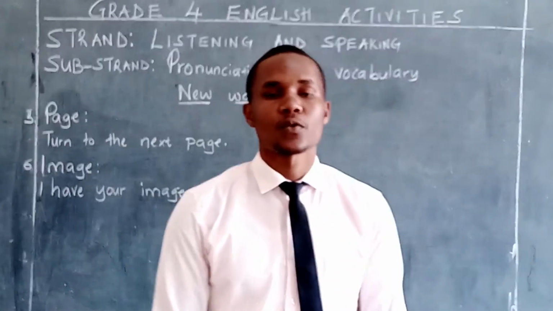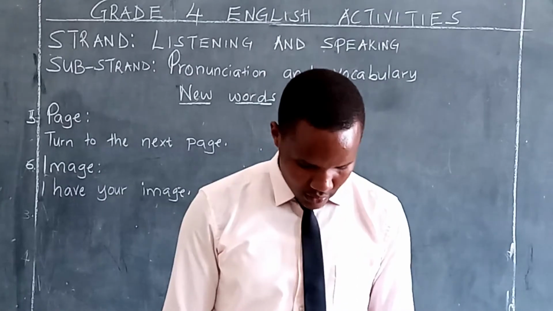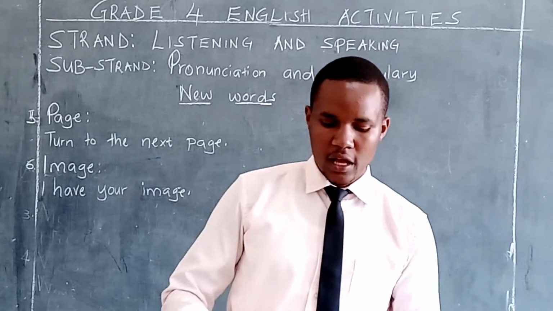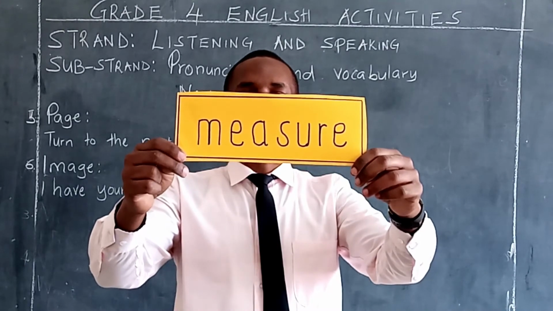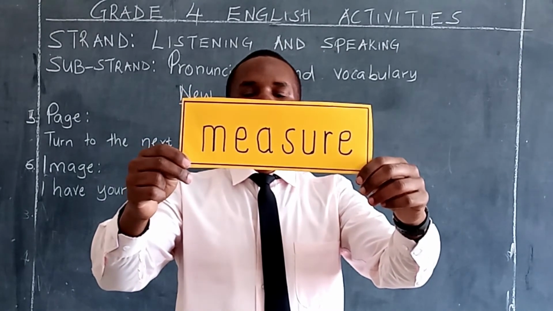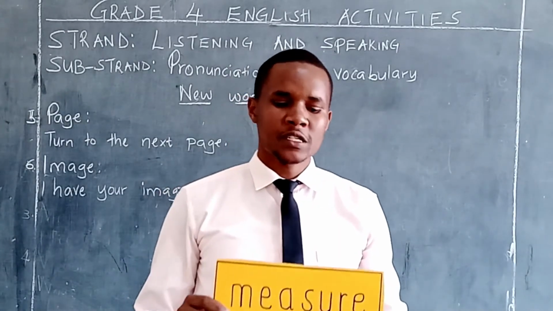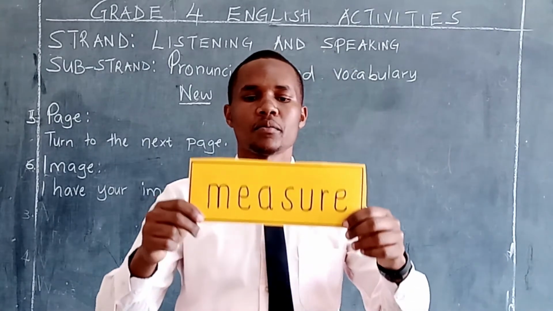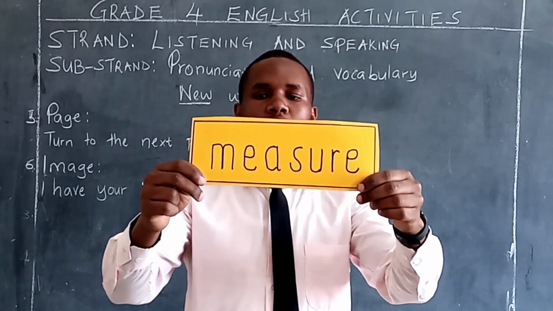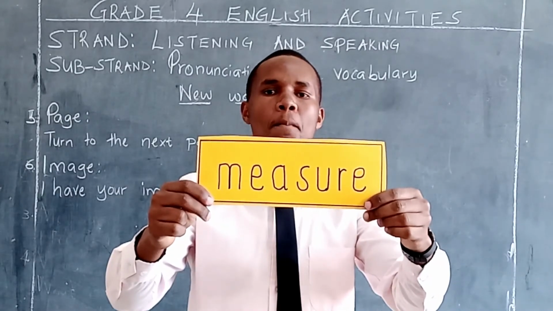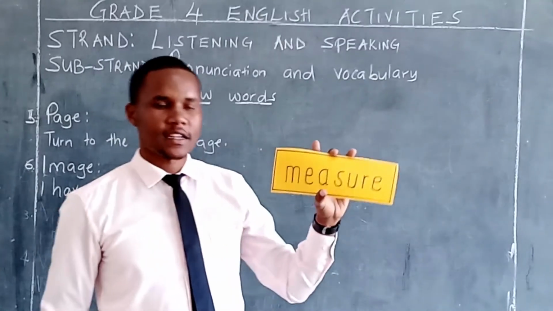So far so good. We go to the next word. The next one is this. What's this? Very good. This one, we pronounce it as measure. Measure. Measure. I hope you're pronouncing back at home. Measure. Very good. And we can use this word to construct a sentence.